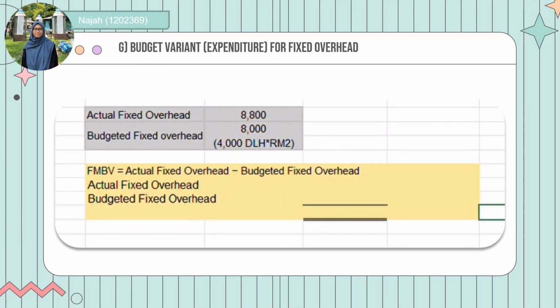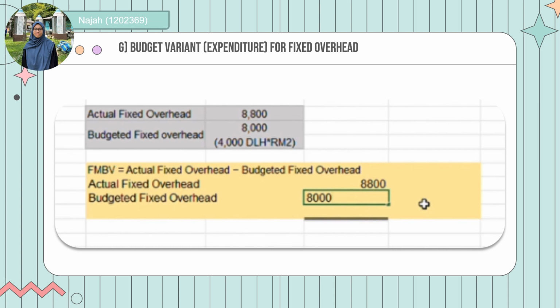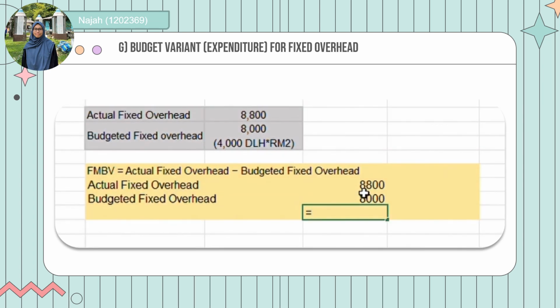For budget variance expenditure for fixed overhead, the formula we use is actual fixed overhead minus budgeted fixed overhead. So the actual fixed overhead is 8,800 minus the budgeted fixed overhead 8,000. We get that from 4,000 multiplied by 2 ringgit. So the answer from 8,800 minus 8,000 is 800 unfavorable because the actual is bigger than the budgeted fixed overhead.